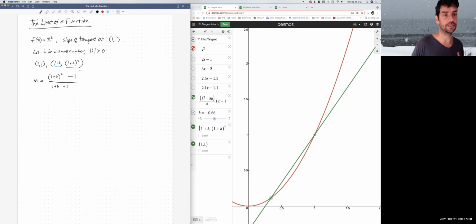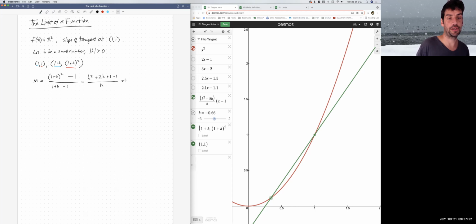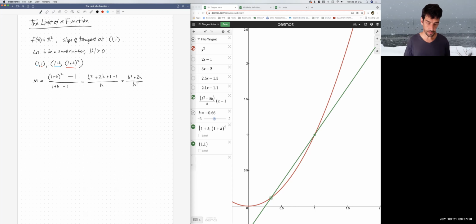So then let's do a little manipulation here. (1 + h)^2 gives me h^2 + 2h + 1, minus 1. In the denominator, we have 1 + h - 1, which just becomes h. The ones up here cancel. So we end up with (h^2 + 2h) over h.